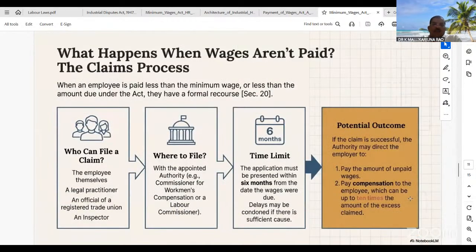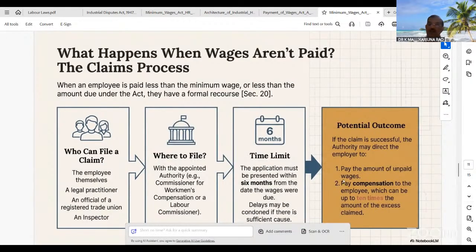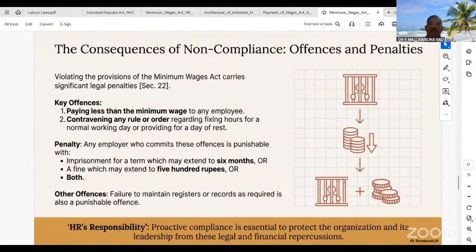Then, what happens when wages are not paid? The employees work, but they are not paid the salary. What can we do? The employee themselves, a legal practitioner, an inspector, or a registered trade union can apply. The application must be filed within 6 months from the date the wages were due. Where there is delay, compensation up to 10 times the amount can be paid if wages are not paid in time.